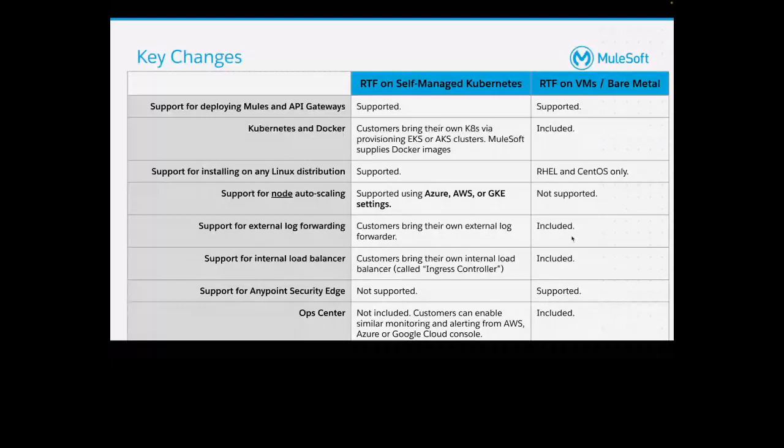Support for internal load balancer. Customers bring their own internal load balancer, that is, an ingress controller. You can use Nginx, F5s, and you can customize. In case of the VM bare metal, yes, it's already available. You can utilize what is already provided.